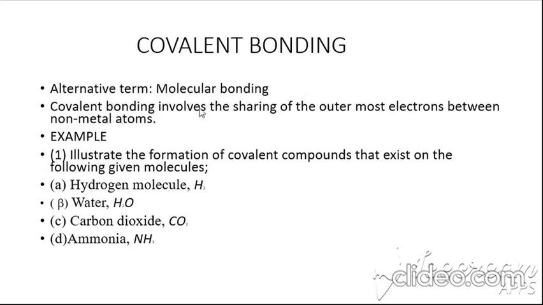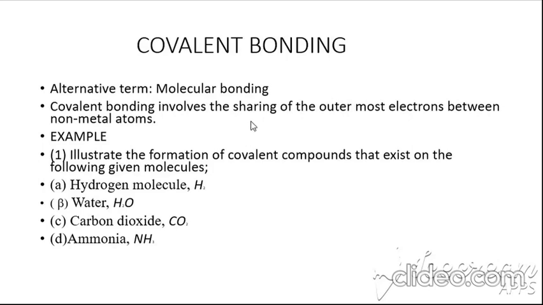So covalent bonding involves the sharing of the outermost electrons between non-metal atoms only. Note that the outermost electrons are the ones that participate in bonding, unlike ionic bonding, which involves transferring of electrons from metals to non-metals.